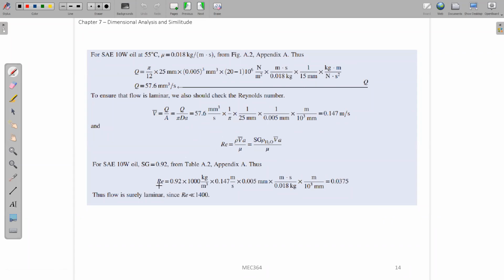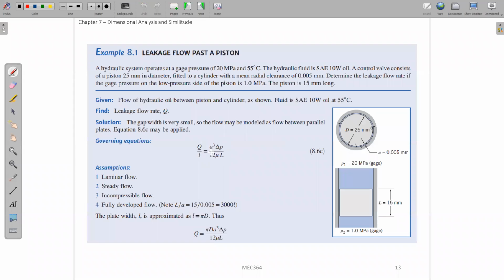Okay, so in these cases, we find that the Reynolds number is very small, 0.0375. This is much smaller than 2300, right? So we know that the flow is laminar, which means that the equation we use here is valid.